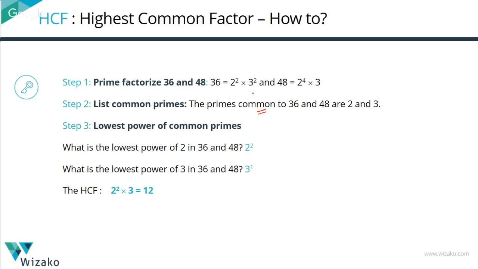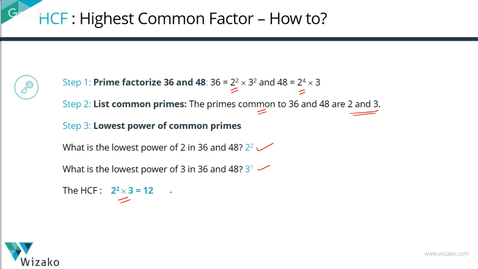In this example, 2 and 3 were present in both 36 and 48, so picking both of them. Third step, pick these prime factors in their lowest power. What is the lowest power of 2 between these two numbers? It's a 2 square. What's the lowest power of 3 between these two numbers? It's a 3 power 1. So HCF is a product of 2 square into 3, which is equal to 12.